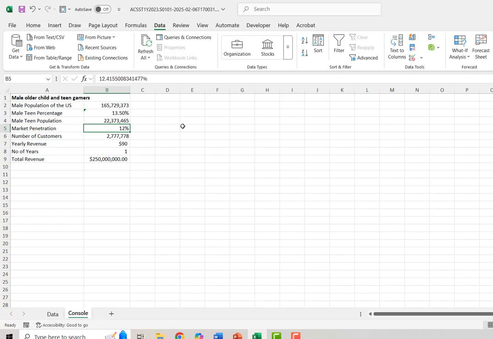Okay, so let's just change this back to 10%. Let's just say, okay. And so you can actually set goals for your, in this case, revenue, in this case, your dependent variable.